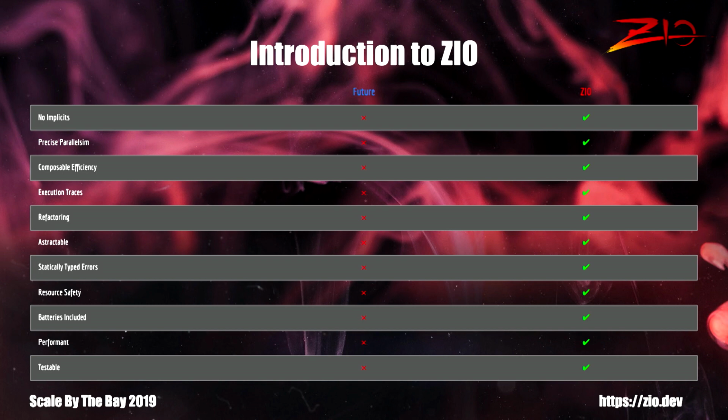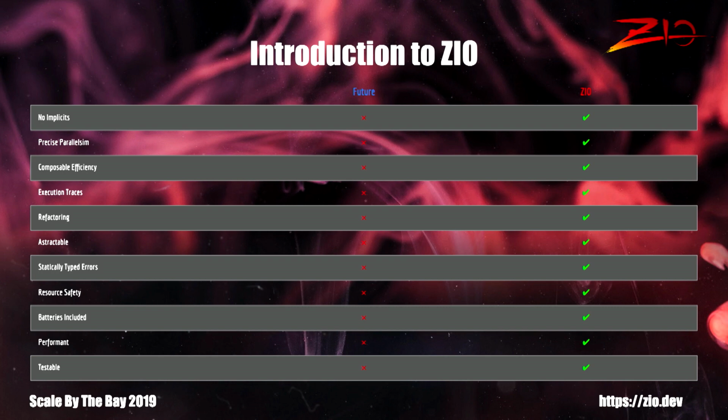For example, there is no passing of implicit execution contexts with ZIO. All of that stuff is passed for you in the background. It doesn't limit your ability to decide where things run. You just no longer need to pass all these implicits around.